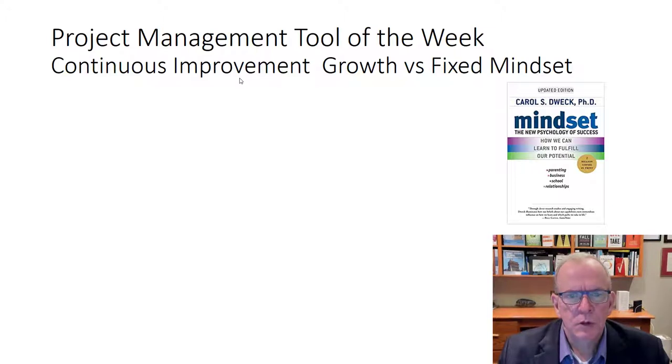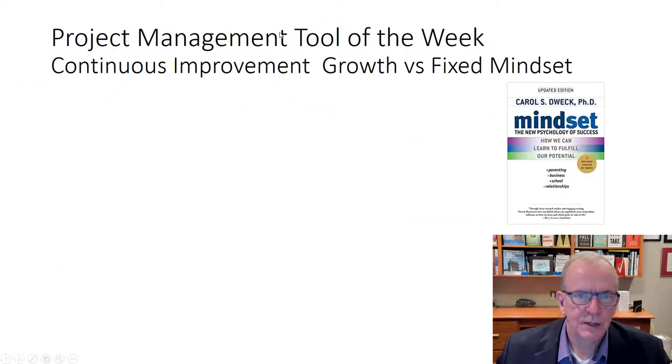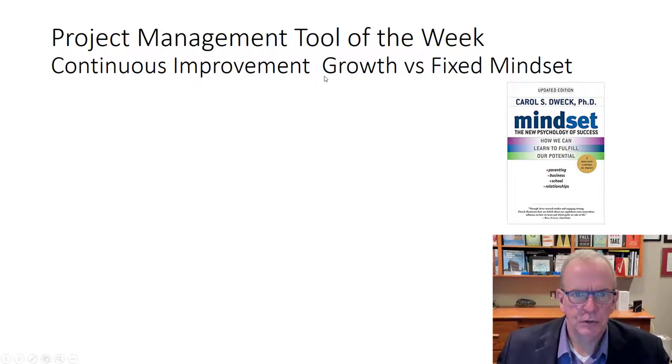And as I was going through this, I thought this is a pretty good topic for the project management tool of the week this week: continuous improvement and a growth versus fixed mindset. Well, continuous improvement ties back to what I just talked about in the previous slide, having timely information, being able to act on the data, being able to be active, right? So I thought that makes perfect sense in here. And of course, continuous improvement ties to lean construction, which is adding value, reducing waste. It's also about having a continuous flow in the project, which we'll get into.